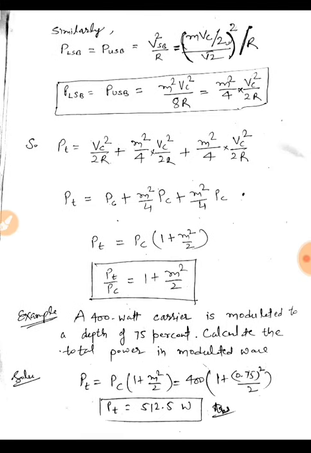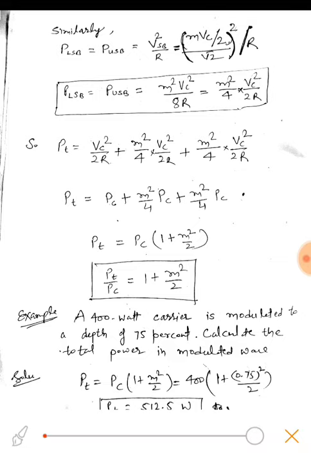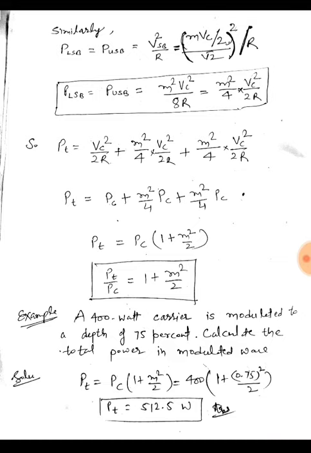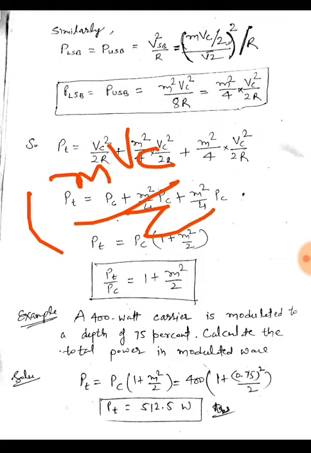Now the power of the upper side band. As we know, we have derived the equation in which the amplitude of the side bands is m into Vc by 2. These are the amplitudes of the side bands. You can check in the previous slide. The upper side band and lower side band both have the same amplitude.